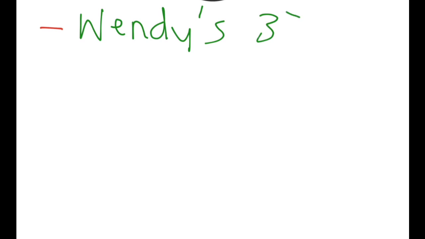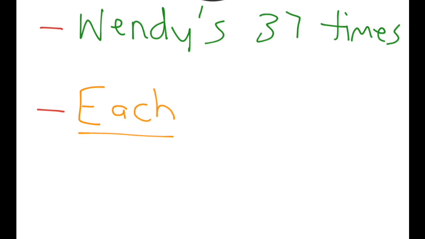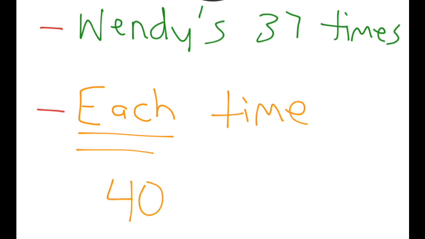In this particular case, and in all word problems, it's a good thing to start out with thinking about what we know. In this problem, we know that I went to Wendy's 37 times. And the other big piece of information is that every time I went there, and I like to write this keyword as each, and I'm going to underline it because that's an important word, each time that I went there, I got 40 nuggets.